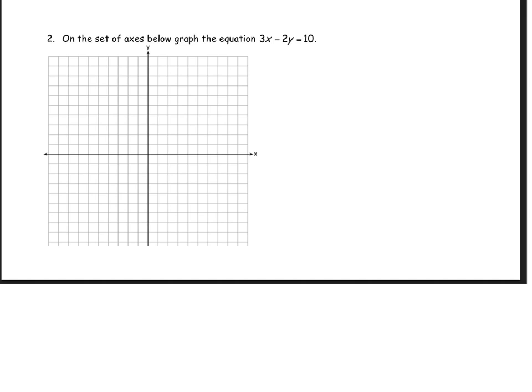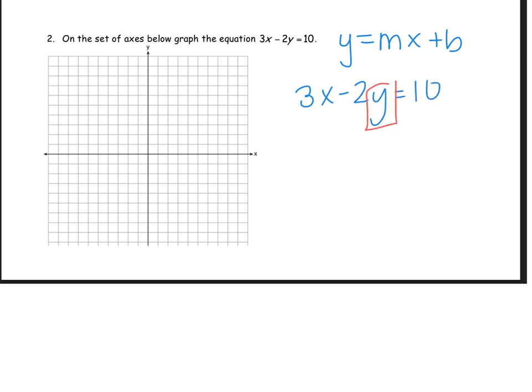All right, next. On the set of axes below, graph the equation 3x minus 2y equals 10. Now, this is not in y equals mx plus b form. We want that y by itself. So I'm just going to recopy this right here, and I want to solve for y. Now, a couple things to notice. I do have a negative sign in front of the coefficient, right? So that means to solve for y, eventually we're going to have to divide by a negative, so keep that in mind.